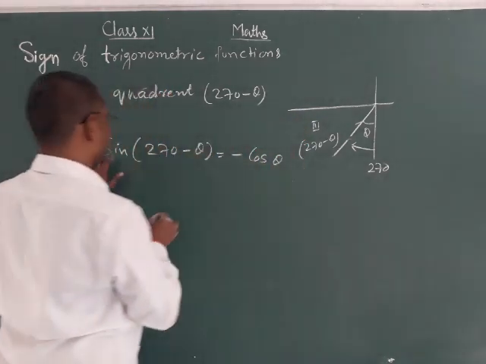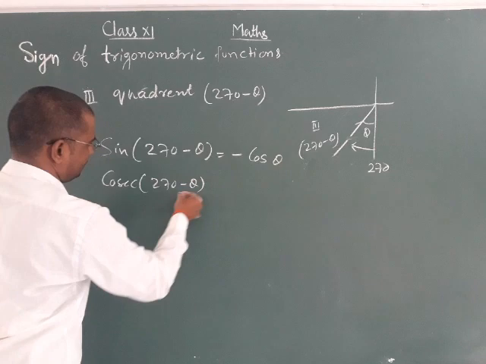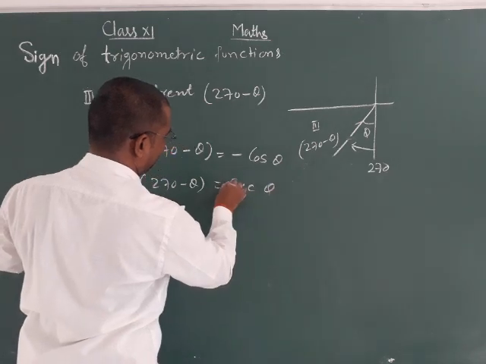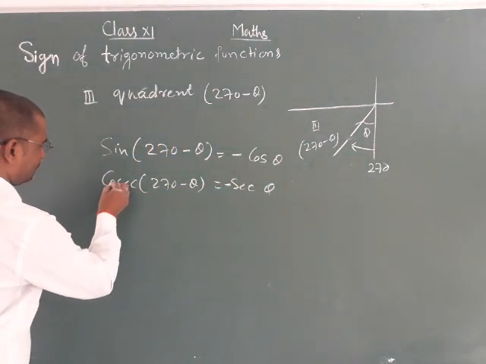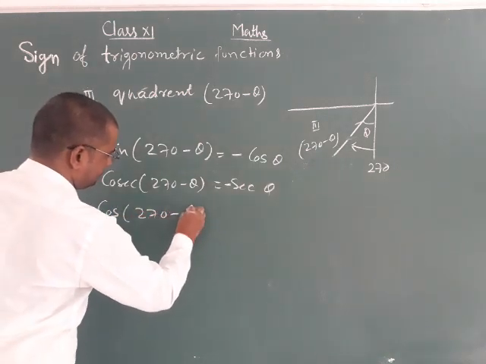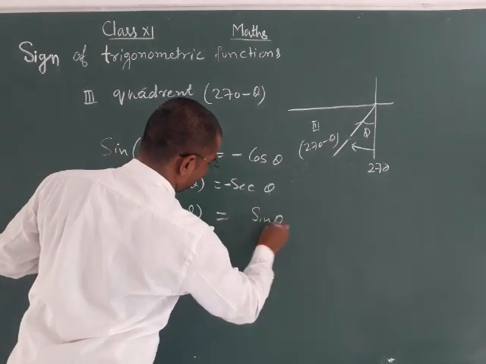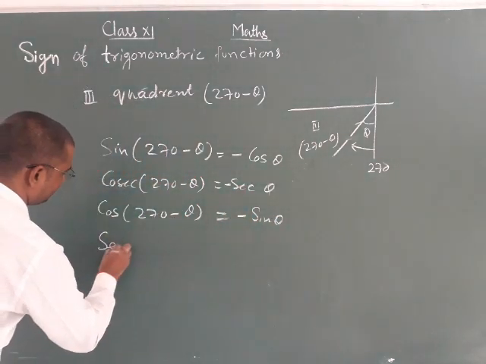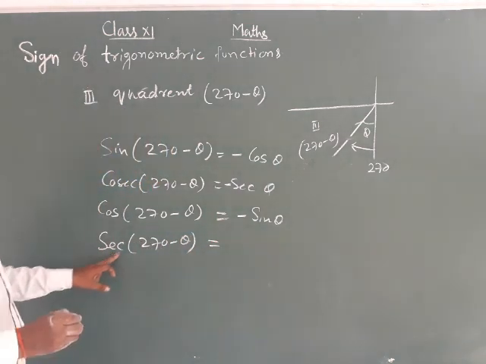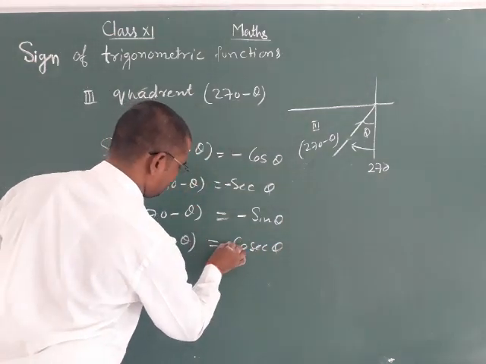So it is a negative value. And cosec(270 minus theta) is equal to sec theta, and the value is negative. And cos(270 minus theta) is equal to sin theta, negative. And sec(270 minus theta) is equal to cosec theta. So this is a negative value.